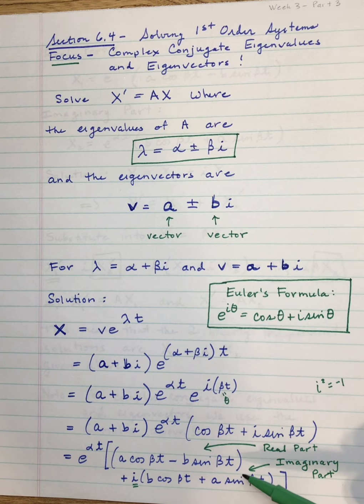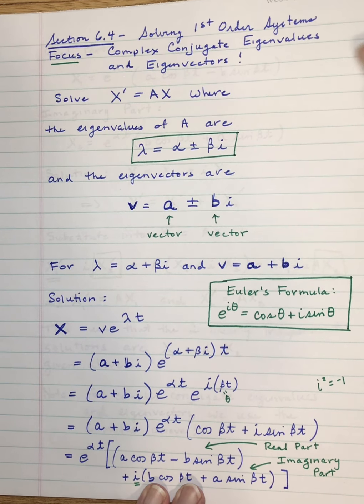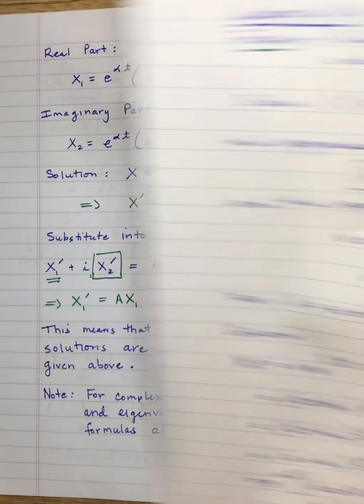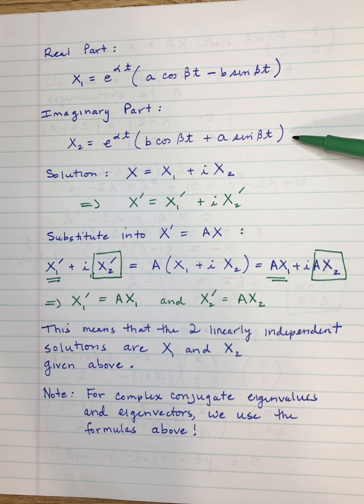So here, the first part is the real part. The second part here is the imaginary part. And we'll write those down. So here's the real part, and this is the imaginary part of the solution that we just found.